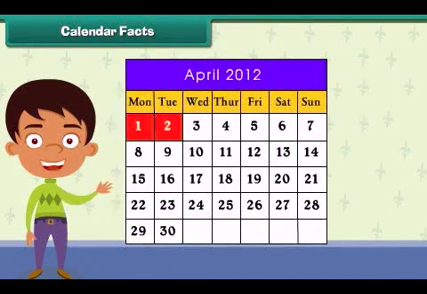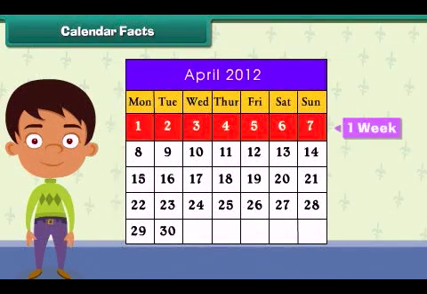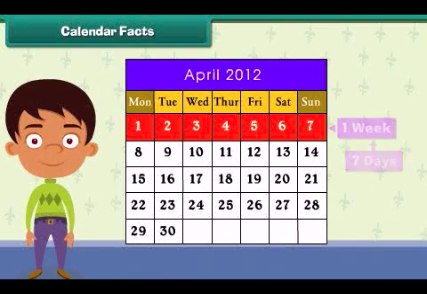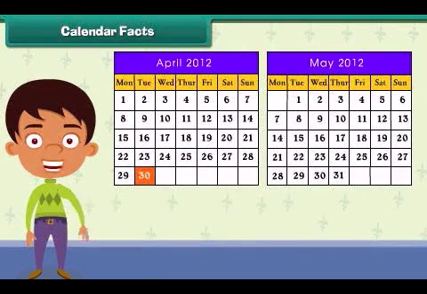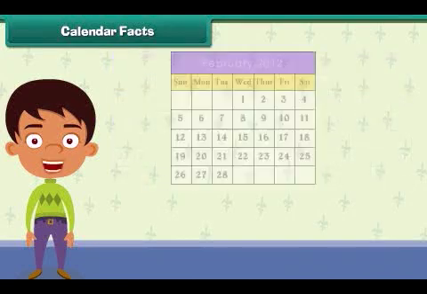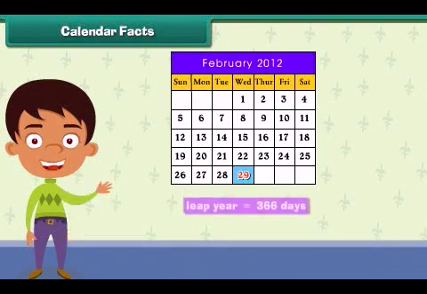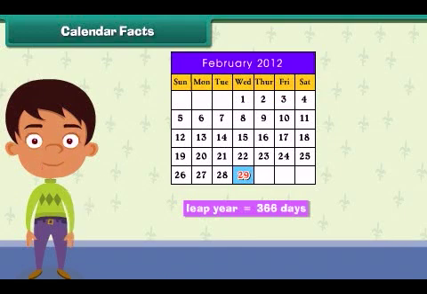Each month is divided into weeks. 1 week has 7 days from Monday to Sunday. Each month has 30 or 31 days. Only February has 28 days. Do you know that in a leap year, there is 1 extra day that is added in the month of February? Therefore, a leap year has 366 days.